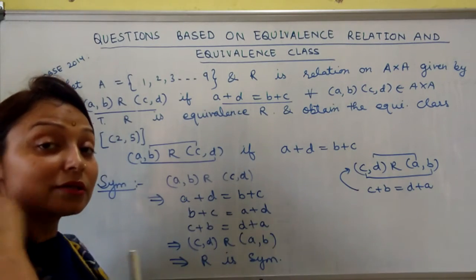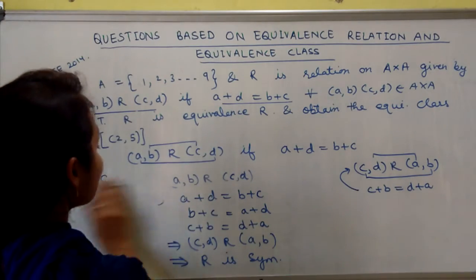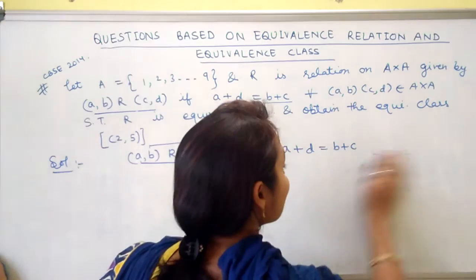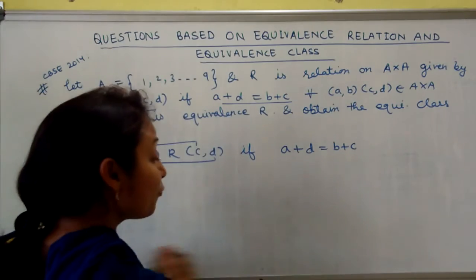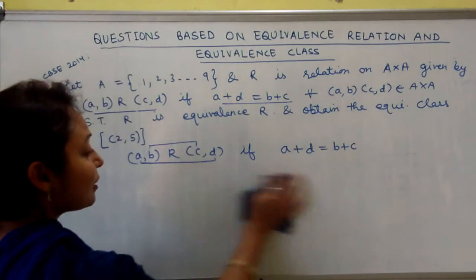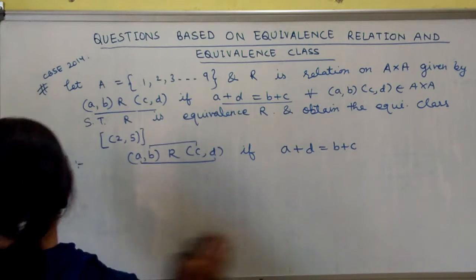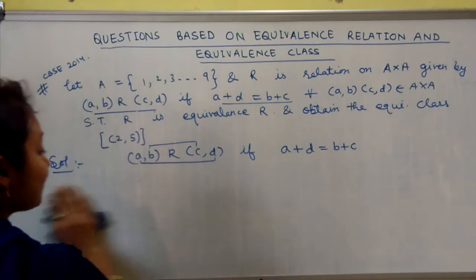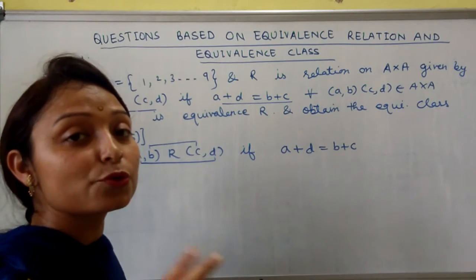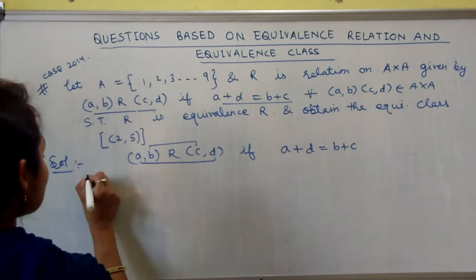Now come to the third, that is the transitive relation. How to prove transitive? Very easy. We need to keep in mind what we have to show, what we have to prove, which we have written on the rough side of the paper. First, transitive. In a board exam, transitive takes 2 marks as compared to reflexive and symmetric. Okay, so transitive.